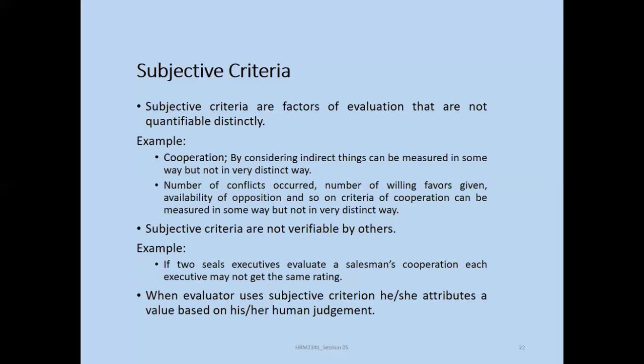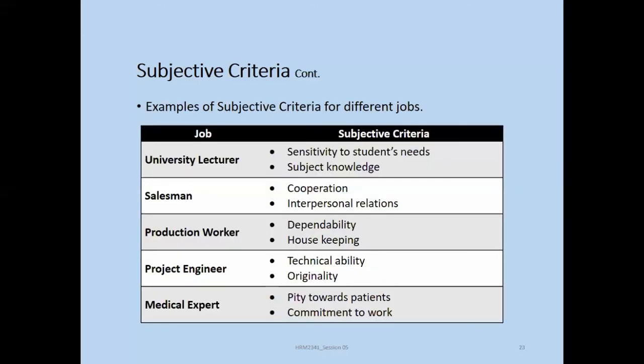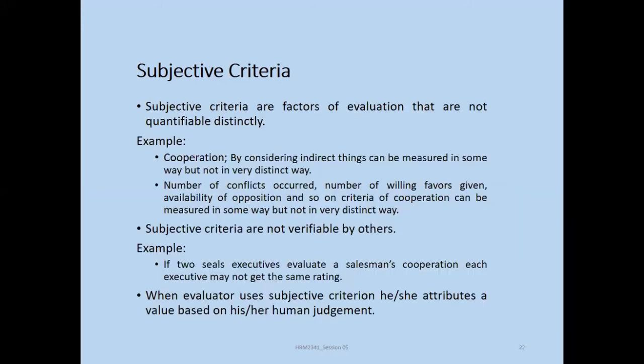Therefore, as a result of that, subjective criteria are not verifiable by others. In summary, objective criteria are quantifiable and verifiable by others. But subjective criteria cannot be quantified, and also cannot be verified by others.